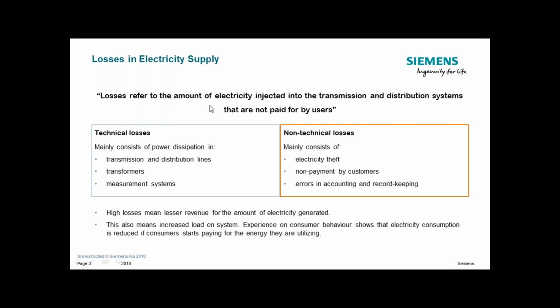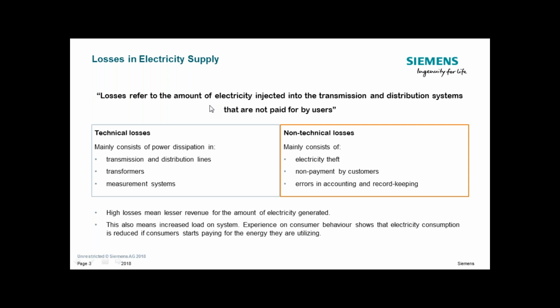Now coming to what losses are: losses refer to the amount of electricity injected into the transmission and distribution system that is not paid for by the user. These definitions can vary from country to country in how they are translated, but this is the generic, standard definition followed by most companies. There are two types of losses, as already defined at the start of the presentation.